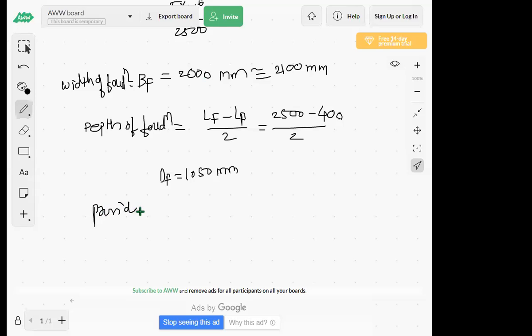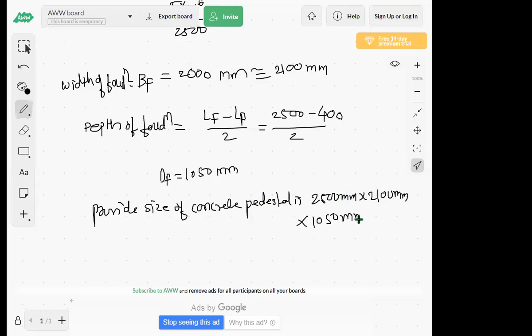So provide size of concrete pedestal is 2500 mm by 2100 mm by 1050 mm. So this is the size of concrete pedestal.